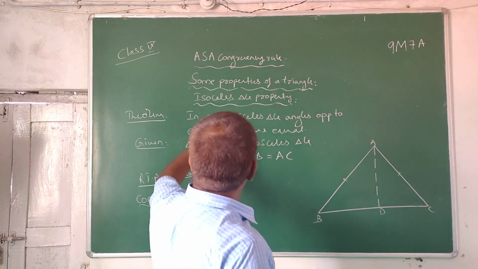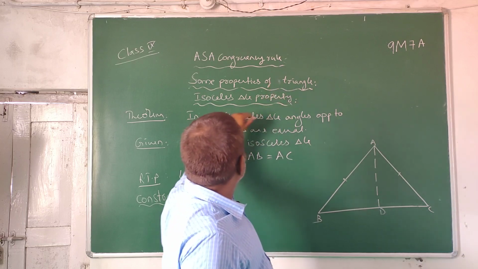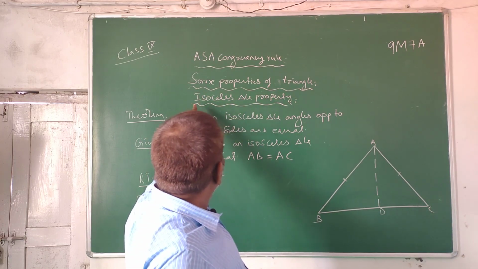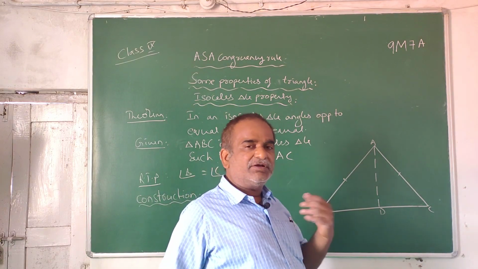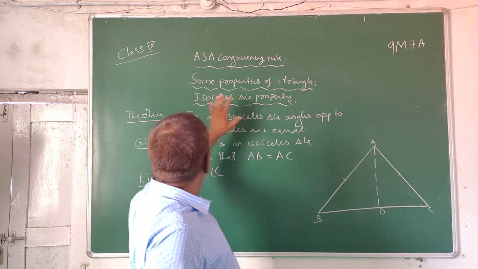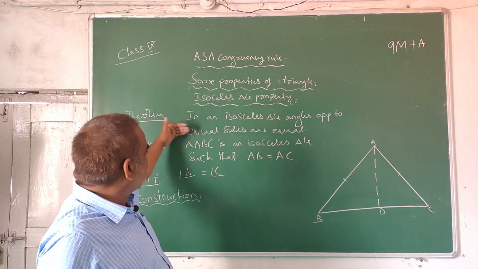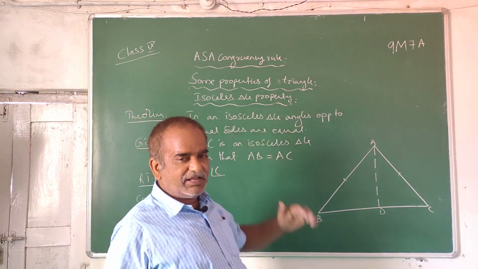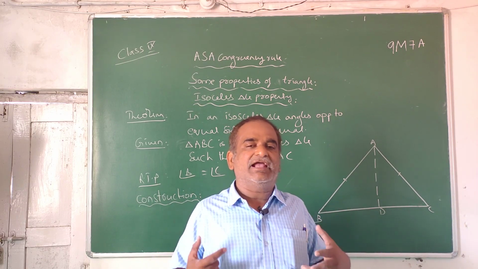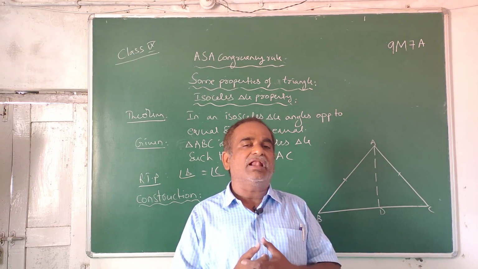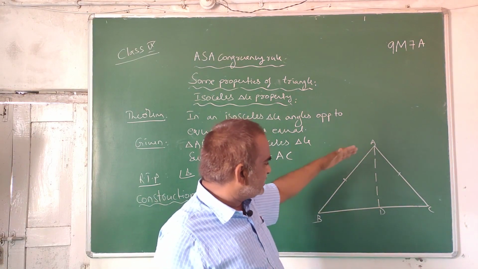See, dear students, now some properties of triangles we are discussing. One is the isosceles triangle property. What is the theorem? In an isosceles triangle, angles opposite to equal sides are equal. You know what an isosceles triangle is? An isosceles triangle means a triangle in which any two sides are equal. So this triangle is an isosceles triangle.